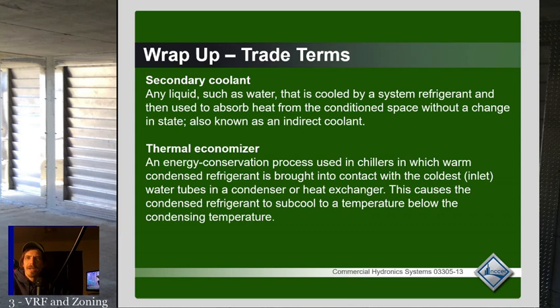Alright, a thermal economizer is an energy conservation process used in chillers in which warm condensed refrigerant is brought into contact with the coldest inlet water tubes in a condenser or heat exchanger. This causes the condensed refrigerant to subcool to a temperature below the condensing temperature.